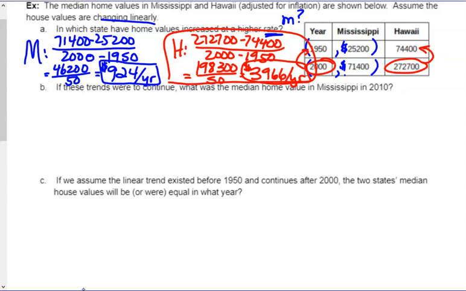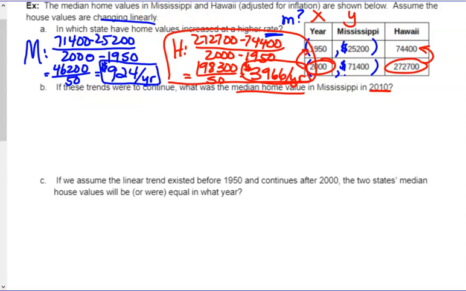So in part B, it says, if these trends were to continue, what was the median home value? So we're looking for the value in year 2000 or 2010. Now remember, when we have time, most of the time that's going to be your x, and in this case the value is going to be our y. So in order to answer that question, it would be very nice if I had a formula that modeled the median value for Mississippi. So the question would be, can I write the equation of the line that models for Mississippi?